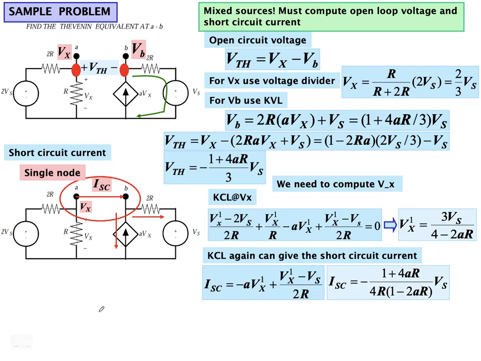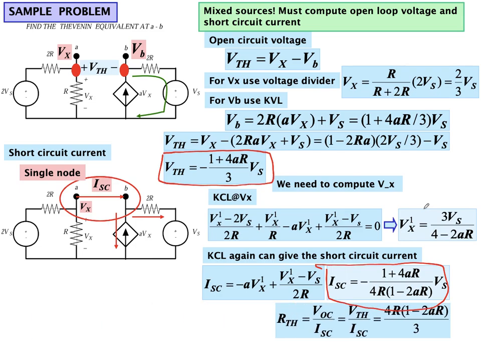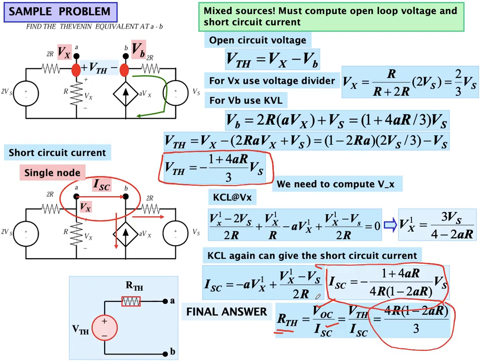So here we can see I short circuit is equal to this expression in the form of Vs, and the open circuit voltage or V Thevenin is also in the form of Vs. The ratio of the two will give us the R Thevenin. So R Thevenin is V open circuit over I short circuit, which is equal to this term. With this, we can find the Thevenin equivalent circuit by replacing R Thevenin by this value and V Thevenin by this value. So that would be the Thevenin equivalent representation of this circuit.